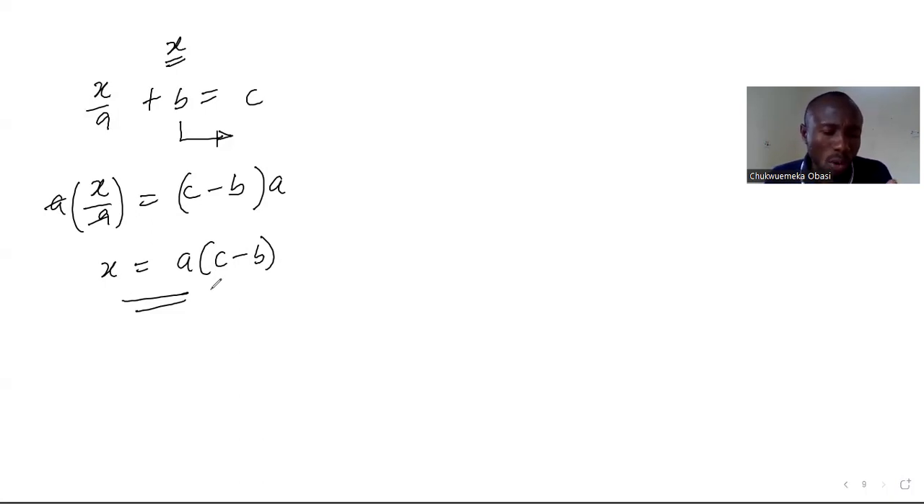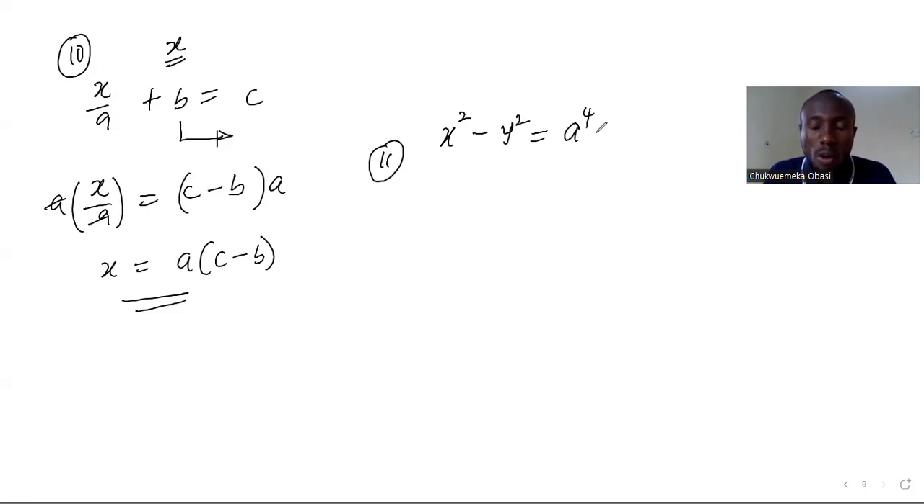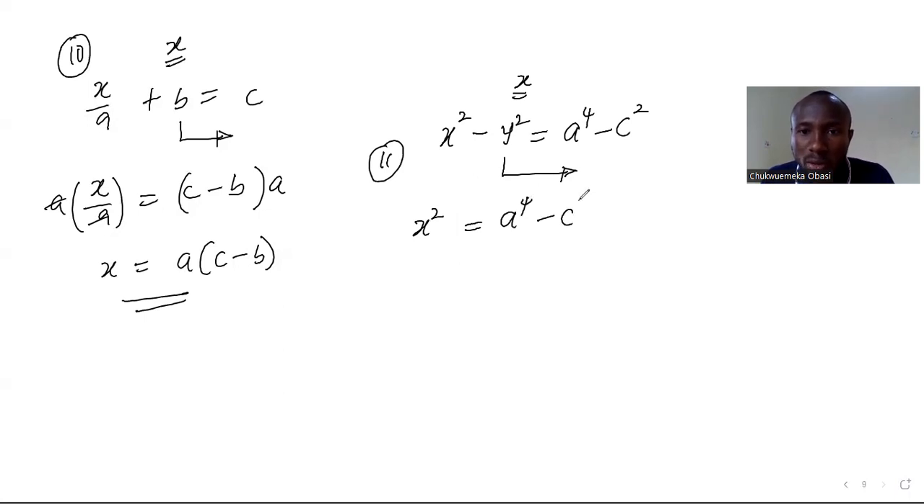All right, I'm looking for a really interesting case here. This is question 10. I think I've lost count of the question. This is question 11. Let's do this one. It says x squared minus y squared is equal to a to the 4 minus c to the 2. And we want to make x the subject. How do we do this? First thing, I'll take this guy to this side. So we have x squared is equal to a to the 4 minus c to the 2 plus y to the 2.